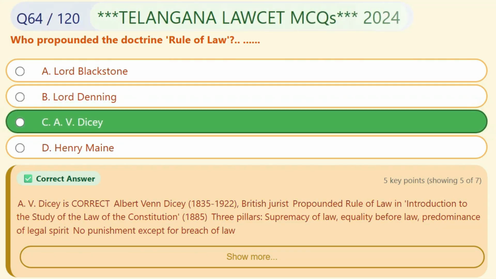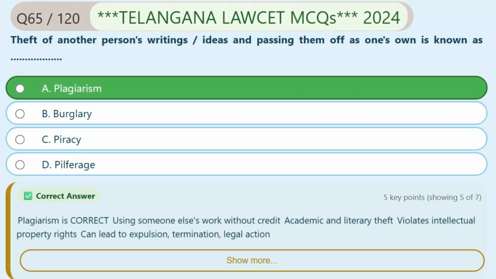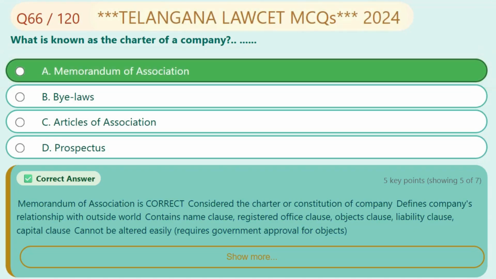Who propounded the doctrine of rule of law? A. V. Dicey. Theft of another person's writings or ideas and passing them off as one's own is known as plagiarism. What is known as the charter of a company? Memorandum of association.